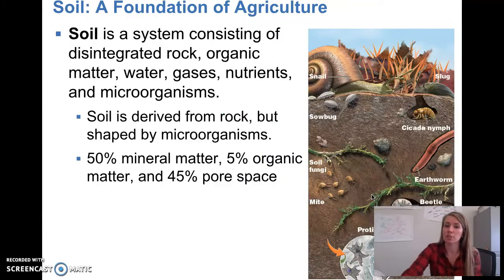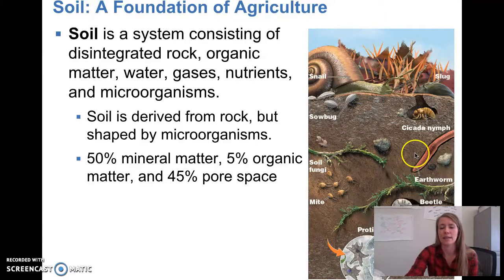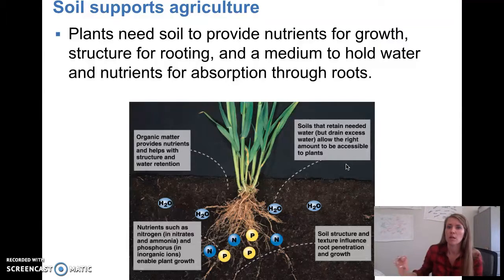So the composition of the soil is strongly influenced by the character of the ecosystem. So the living things that are there really affect the composition of the soil. And oftentimes soils by themselves are considered ecosystems because they're made up of living and non-living things and many different kinds of species. So soil, as you might guess, is super important for farming, for agriculture.